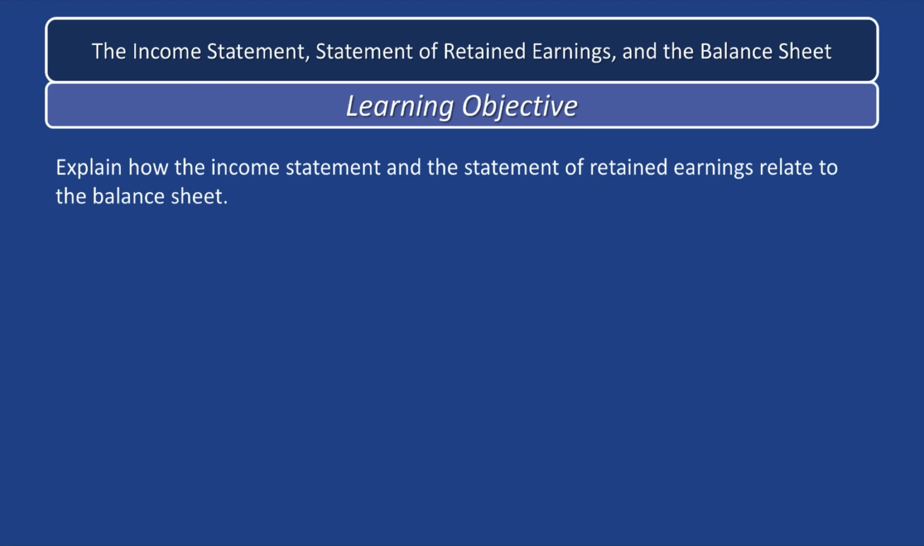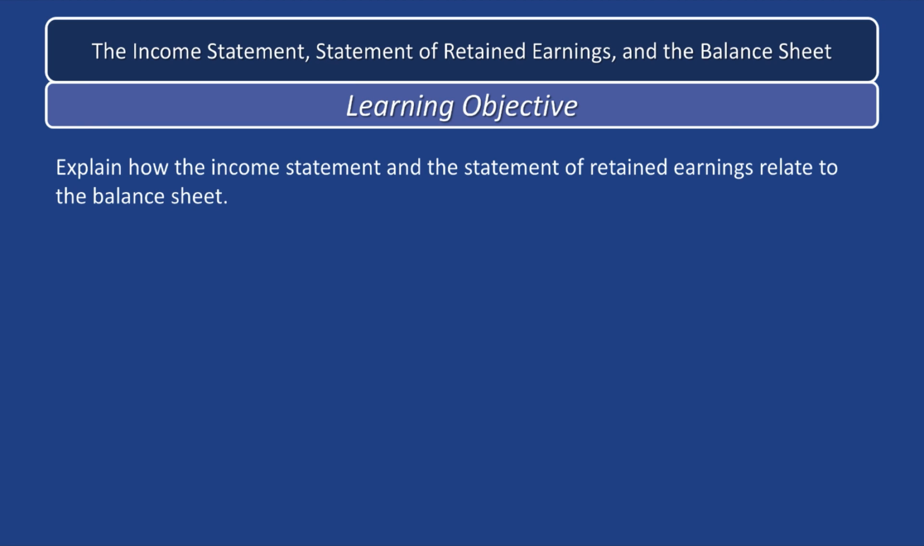The income statement, statement of retained earnings, and the balance sheet. This segment's learning objective is to explain how the income statement and the statement of retained earnings relate to the balance sheet. An income statement shows the revenue and expenses of a business for a specified accounting period.